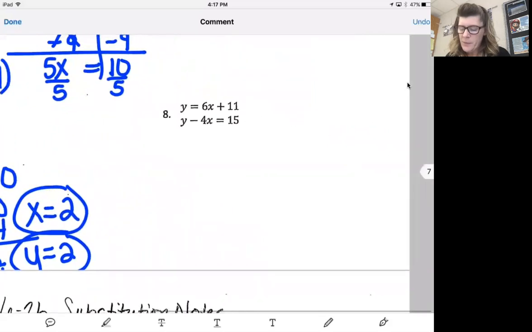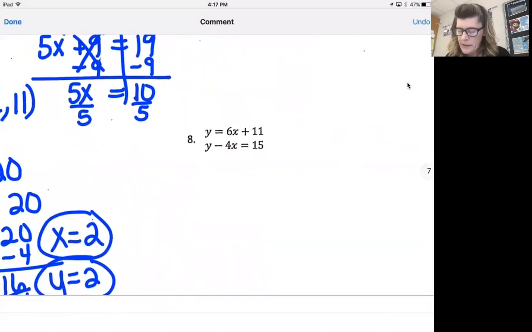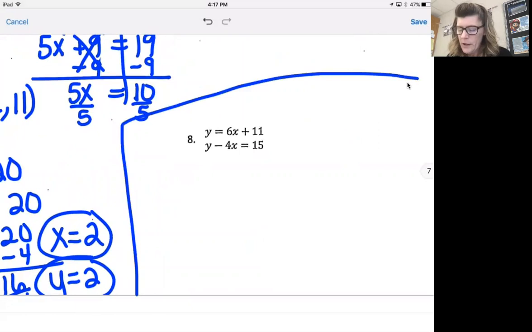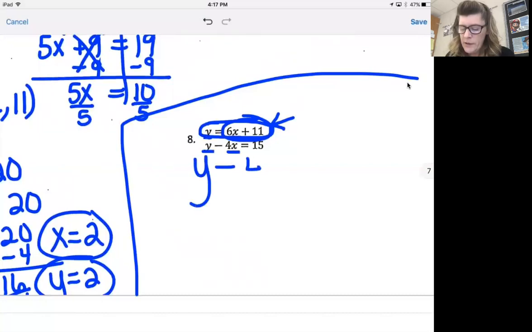All right, so the last problem we're going to do is problem 8. Okay, so I have a y here, an x here, a y here, and an x here. And the y is set equal to the rest of the problem. So that is going to be our substitution. This right here is going to go in place of the y in the other problem. So we have y minus 4x equals 15.